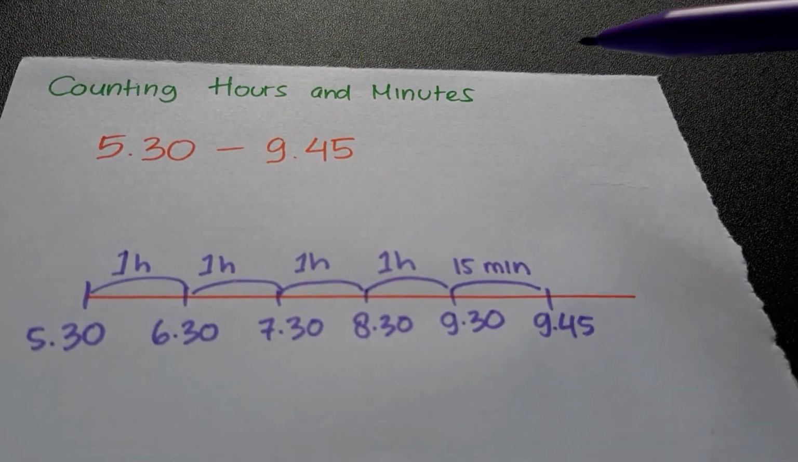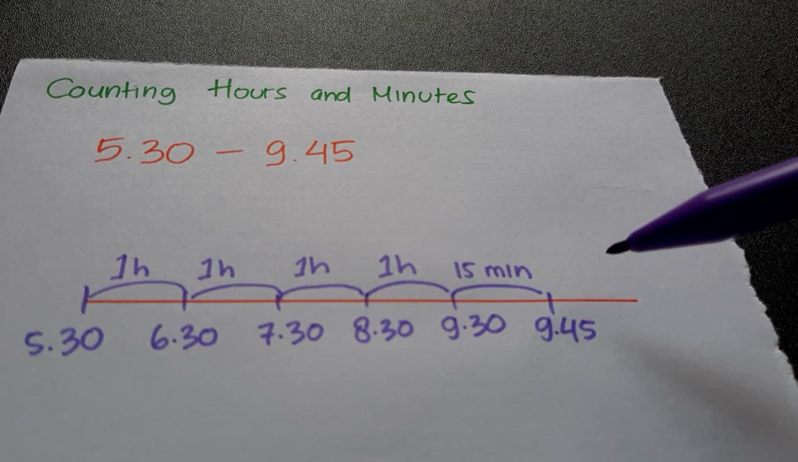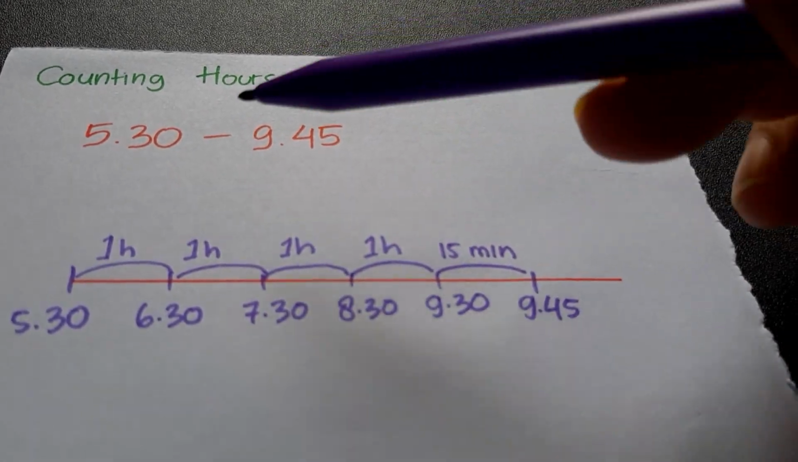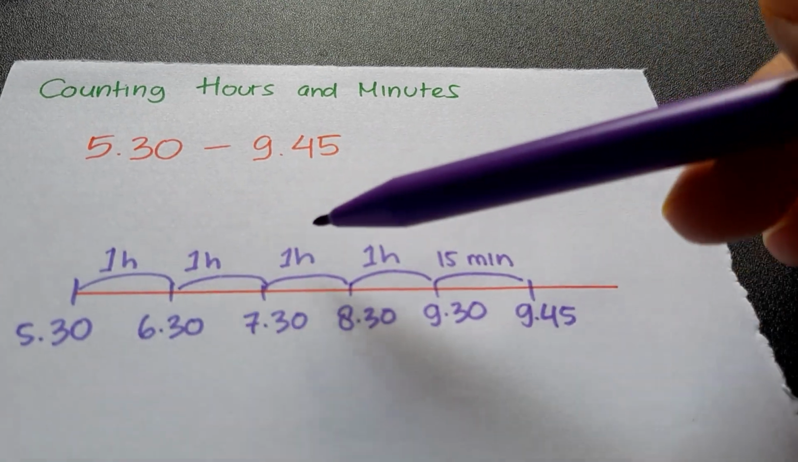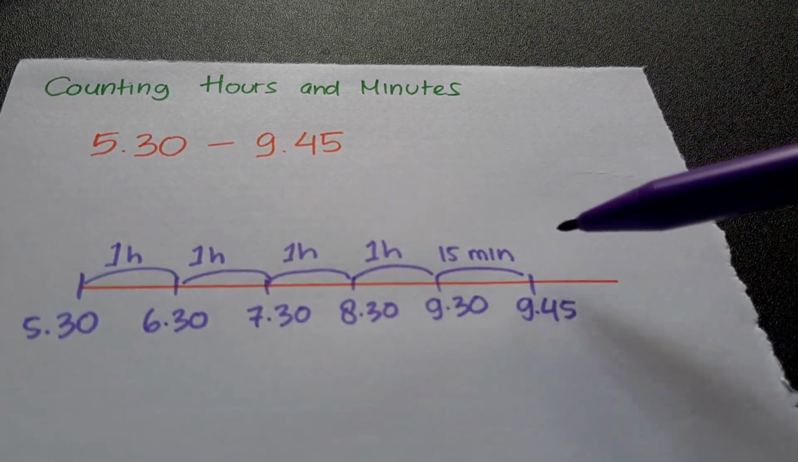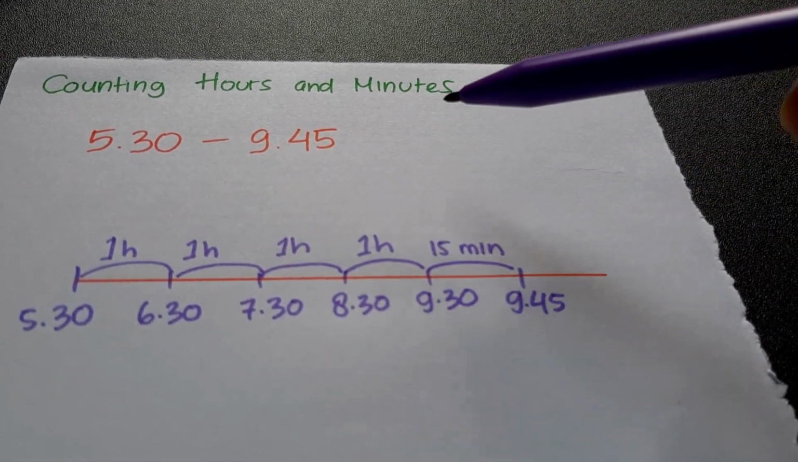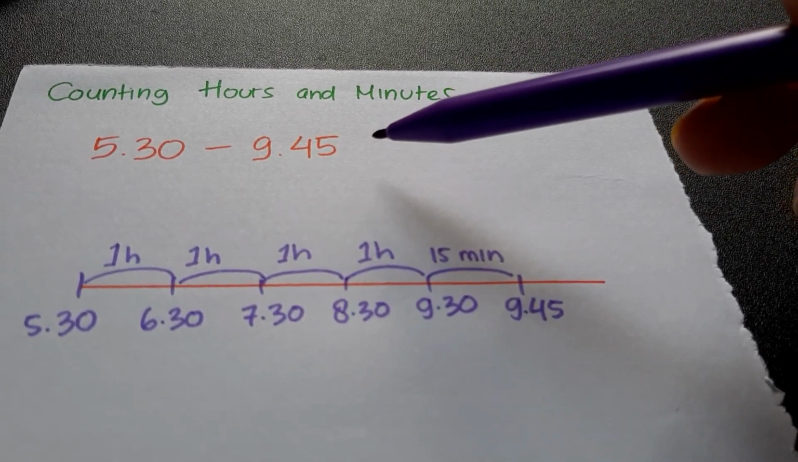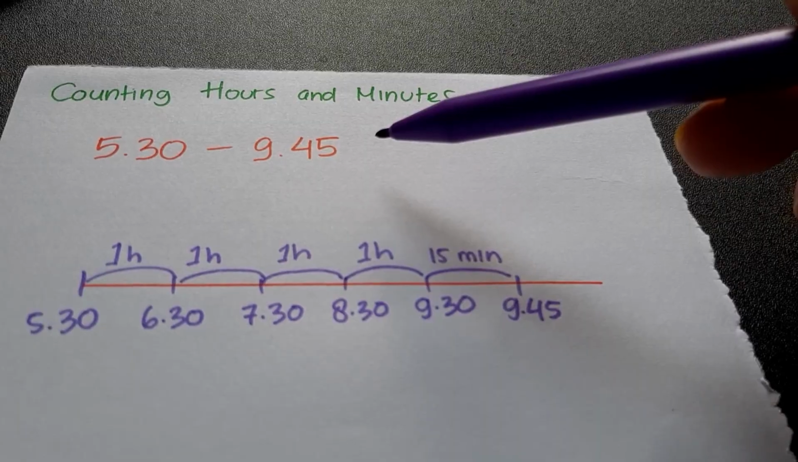Okay, so how many hours and how many minutes is it from 5:30 to 9:45? Let's count together. 1, 2, 3, 4 hours and 15 minutes. So we got the answer. From 5:30 to 9:45 is 4 hours and 15 minutes.